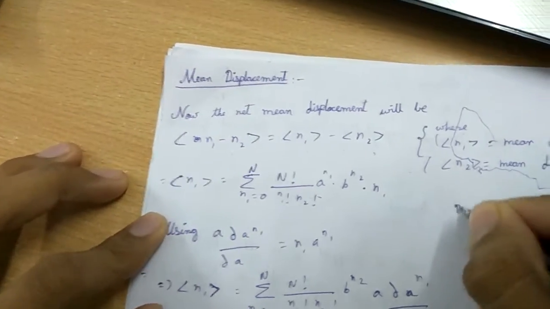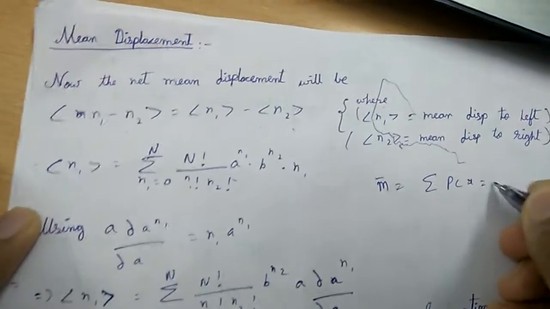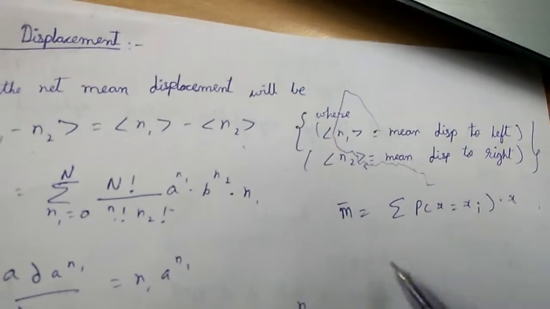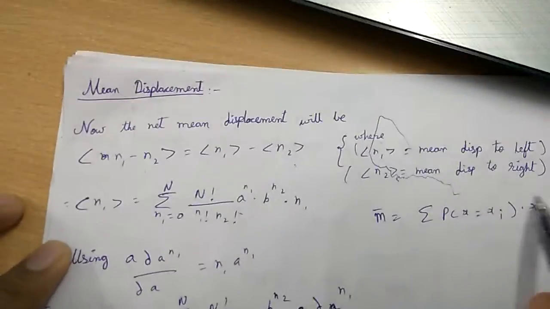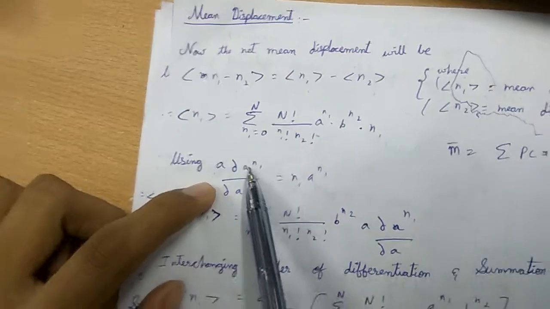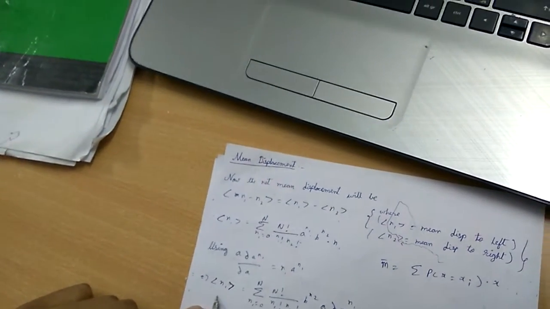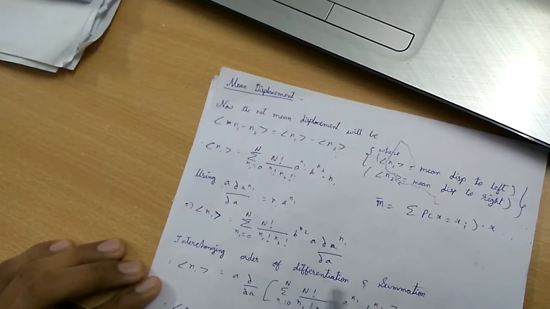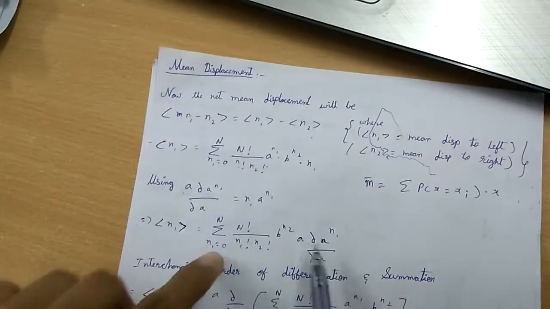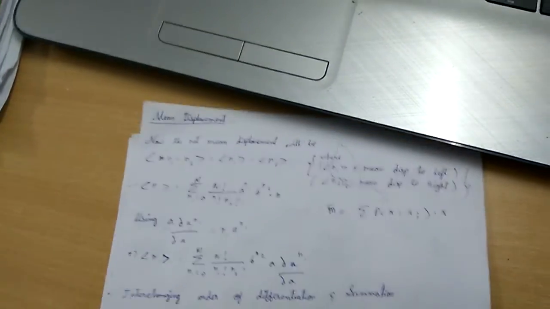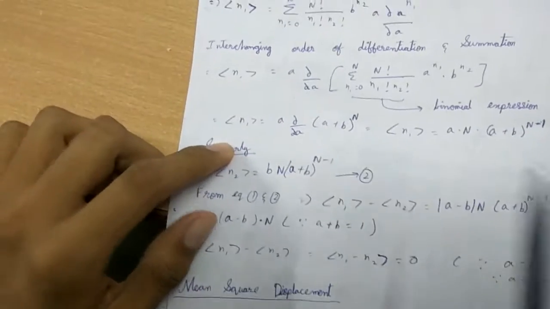Now the formula for the mean: mean is equal to the sum of probability times x, that is, the sum of P(xi) times xi. This is the probability distribution, and x is the random value for the random variable. Using a times the partial derivative of a to the power n1 with respect to a, which is equal to n1 times a to the power n1, and substituting into this equation, we get n1 equal to this expression. Now, interchanging the order of differentiation and summation, putting the summation inside and the differentiation outside, we get this equation. Using the differentiation rules, overall we get this equation.